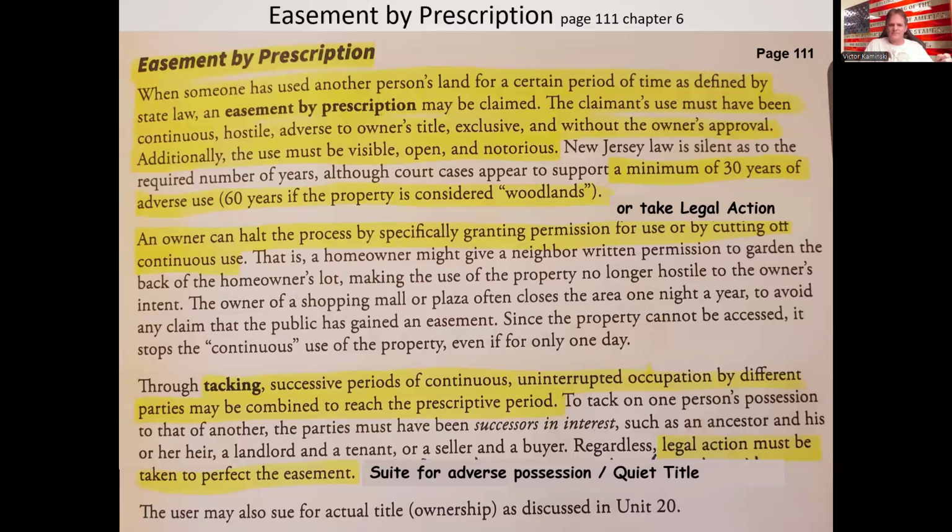And any owner can halt the process by specifically granting permission for use, or take legal action to remove any adverse possessor, or by cutting off their continuous use, thus resetting the time clock every time they do that. All right. But they give an example here. The owner of a shopping mall or plaza often closes off an area one night a year to avoid any possible claims from the public that the public has gained some sort of an easement. You guys familiar with Rockefeller Center in New York City? That's where they've got the ice skating rink.